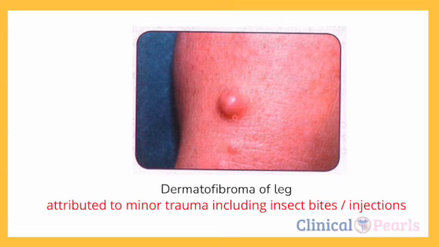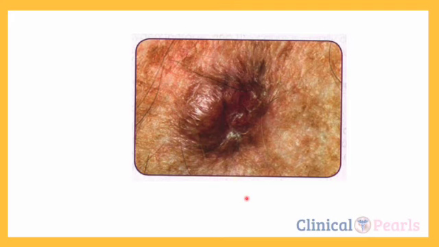This is dermatofibroma of the leg, which is attributed to minor trauma, including insect bites or injections. It's expected that these lesions are composed of proliferating fibroblasts. The clue is the name itself, dermatofibroma. For a moment, I thought that this was a thrombosed hemorrhoid, but this is actually a pigmented basal cell carcinoma.